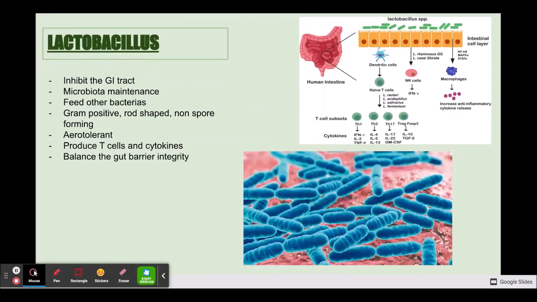Lactobacillus are one of the most important bacteria that can be found in the human gut. They are classified as genus Bacillus, gram-positive, non-spore-forming rod shaped, and can grow without oxygen. Lactobacillus create an acidic environment to help prevent harmful bacteria from colonizing the gut. They also produce T cells and increase anti-inflammatory cytokine release to regulate the immune system. For this reason, lactobacillus are very beneficial for the host and especially for the gut microbiota.